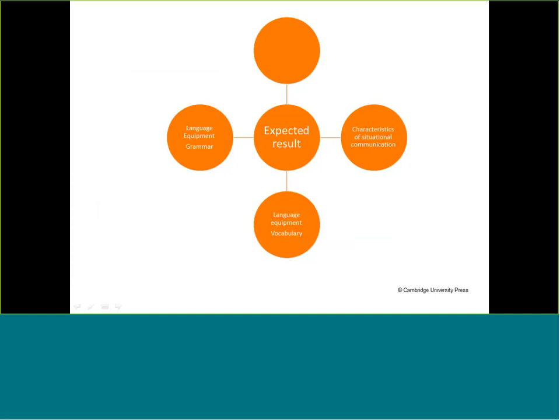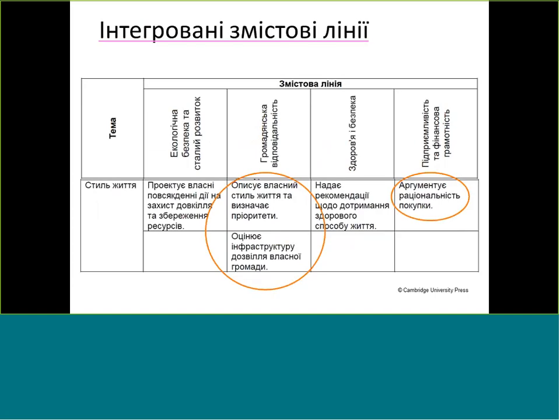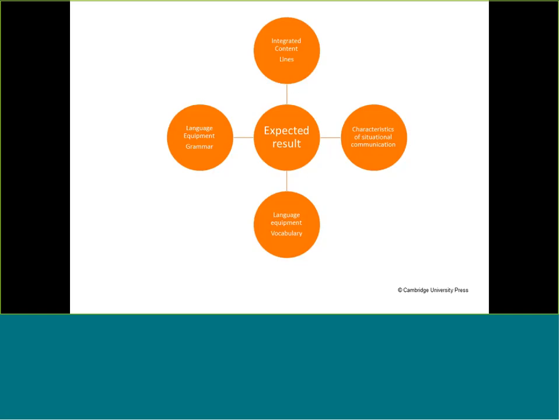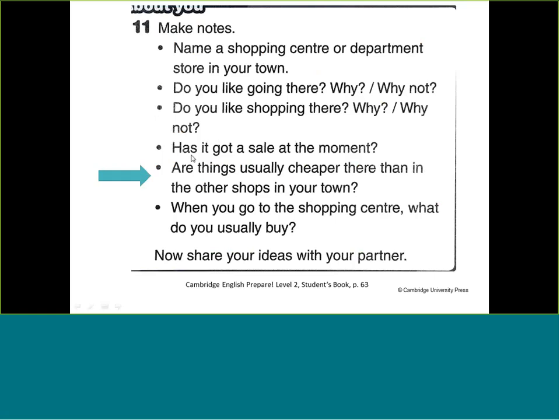Talking about these integrated content lines, you can see how they are presented in Cambridge English Prepare. Here you see it. Are things usually cheaper there than in other shops in your town? So here we are talking about financial responsibility and entrepreneurship in the topic of clothes. We are talking about financial responsibility in the sixth form. Yeah, level two is for the sixth grade. So everything is actually integrated in the course already. It's just the program that describes it in more detail and becomes closer to European standards.